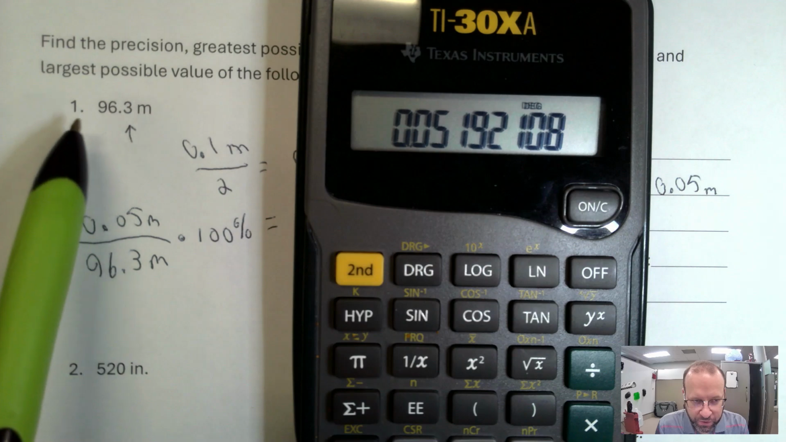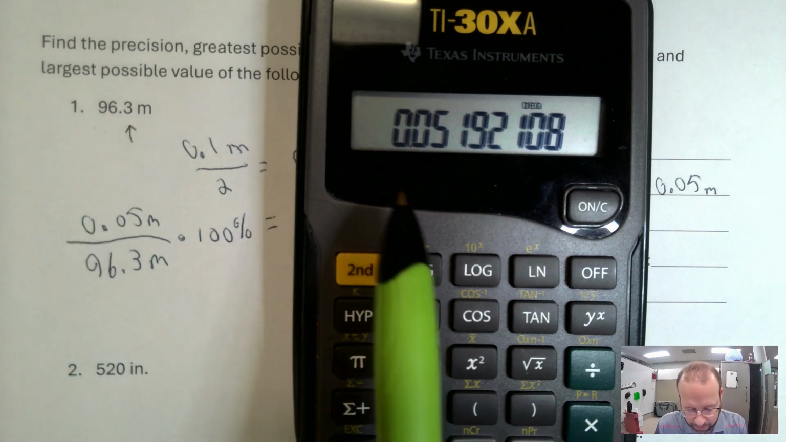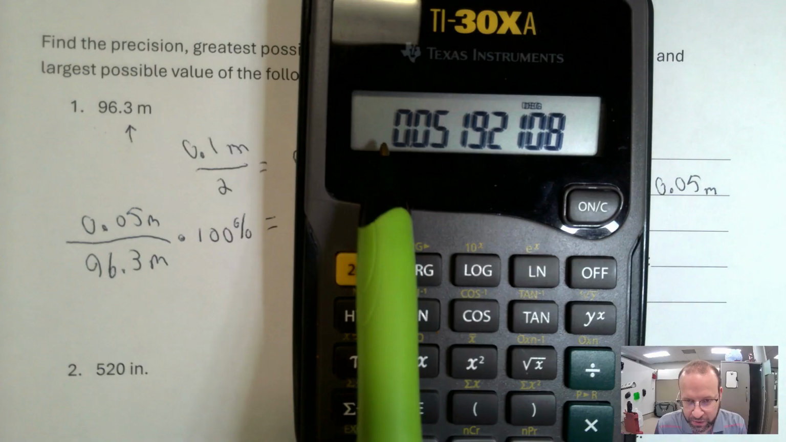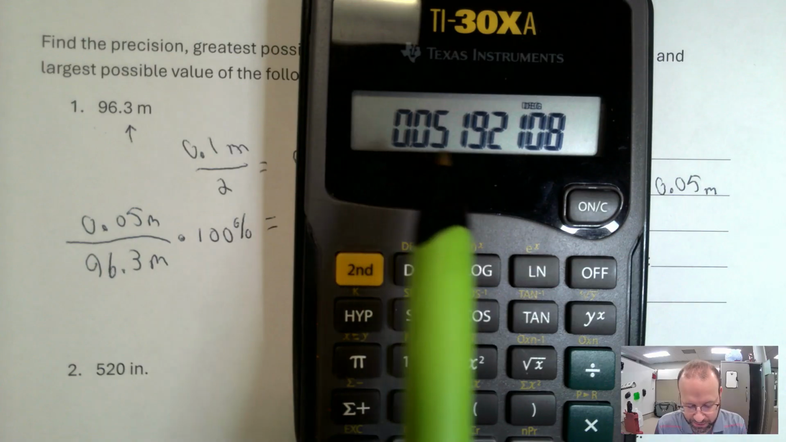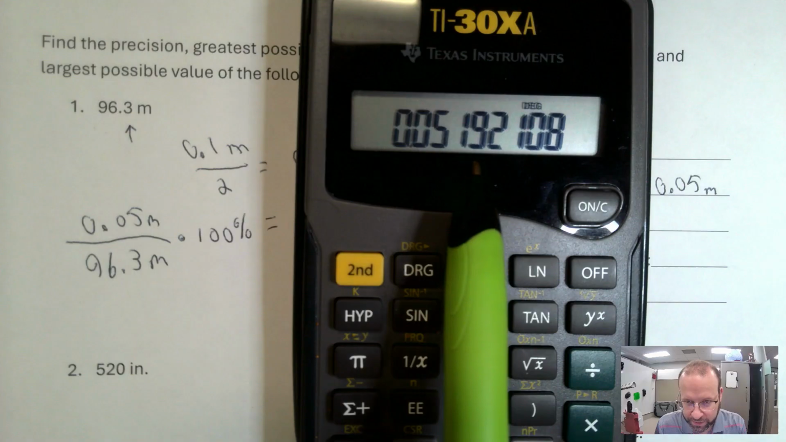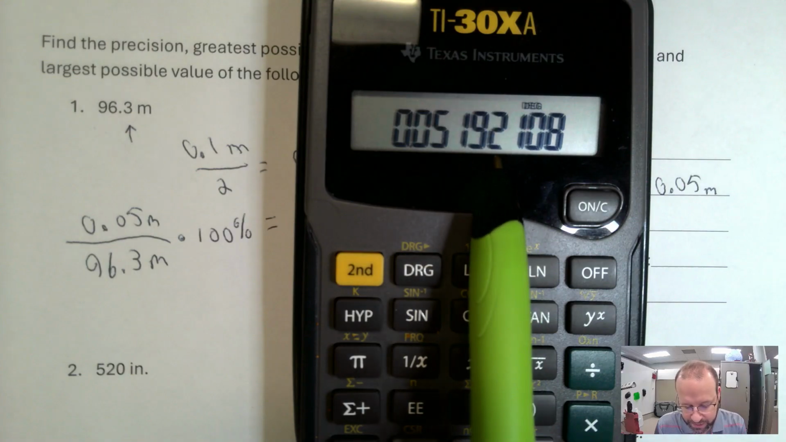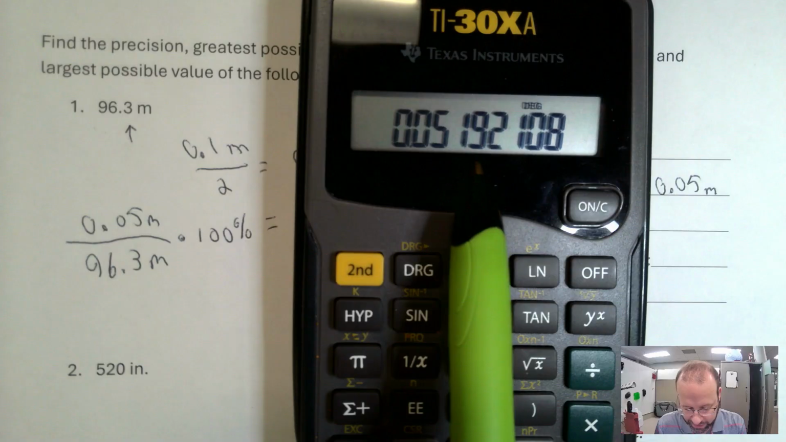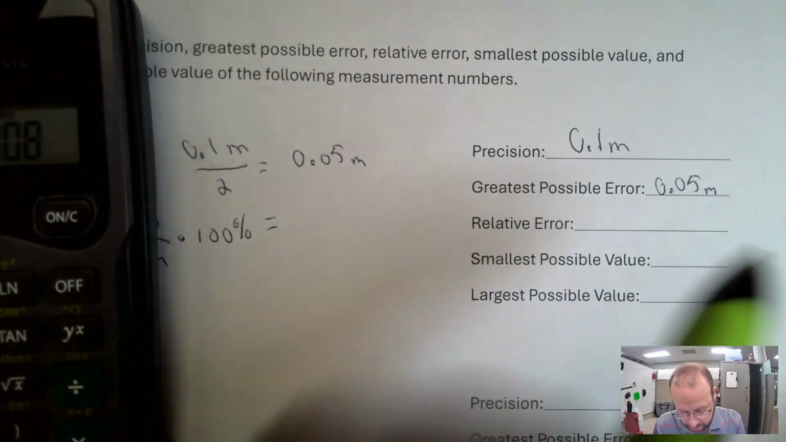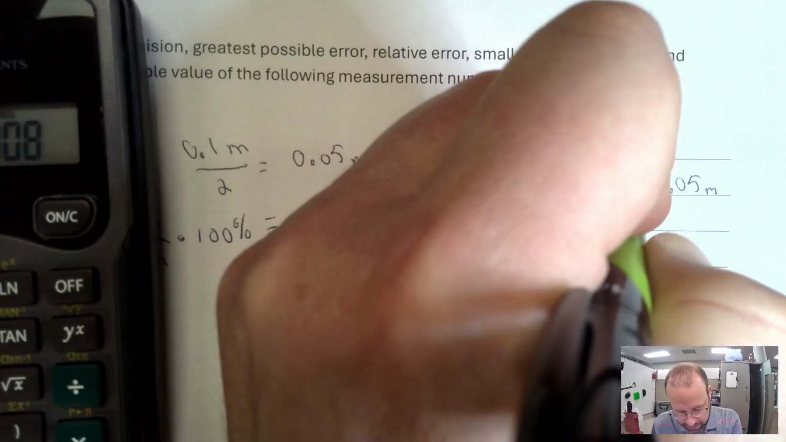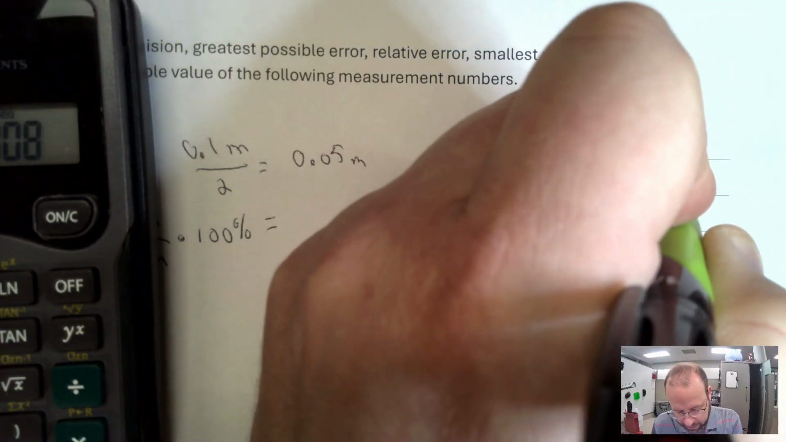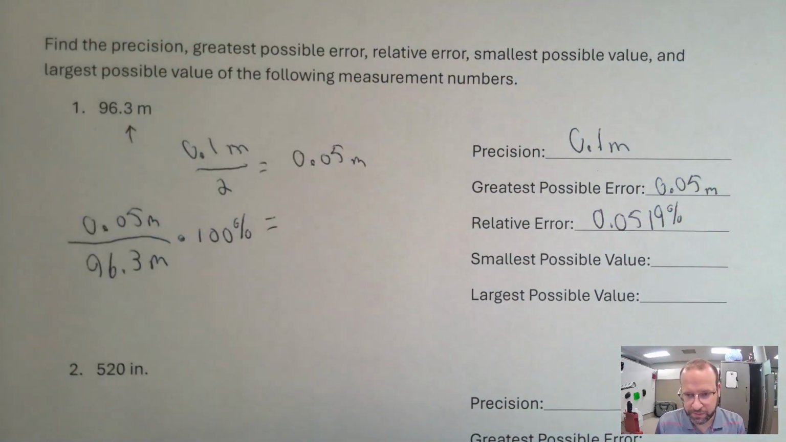My measurement had 3 significant digits, so I'm going to round this number to 3 significant digits. Notice these leading zeros do not count as significant, so my first one is 5, and then 1, and then 9. This 9 would round down to a 9, so I'm going to make this 0.0519% is my relative error.